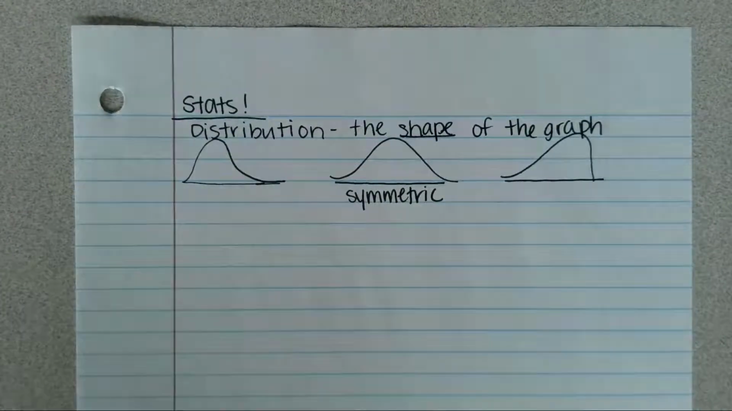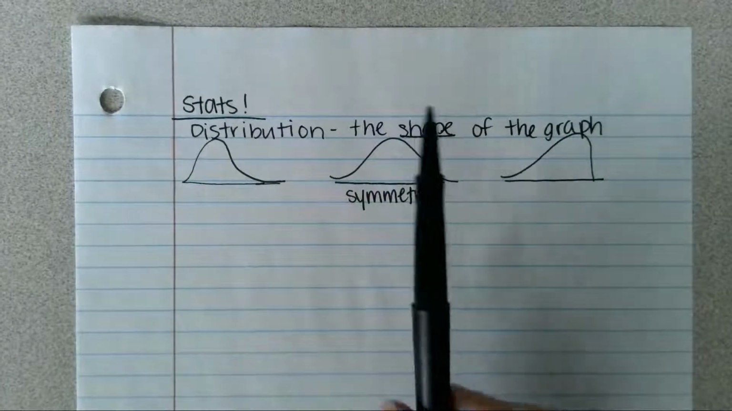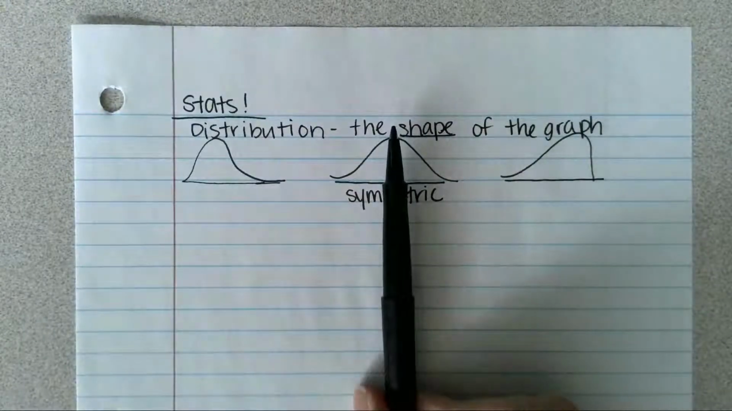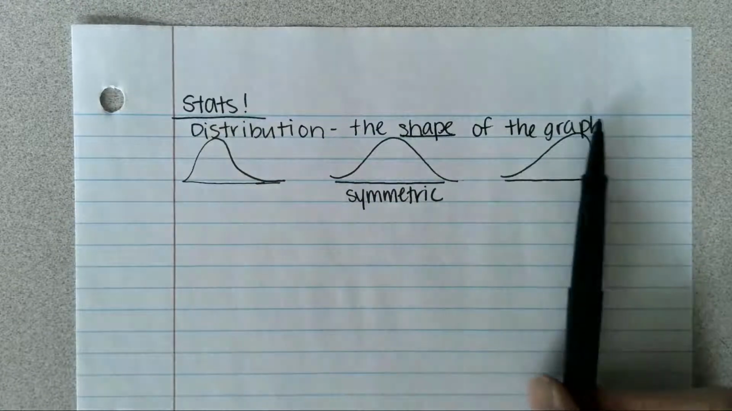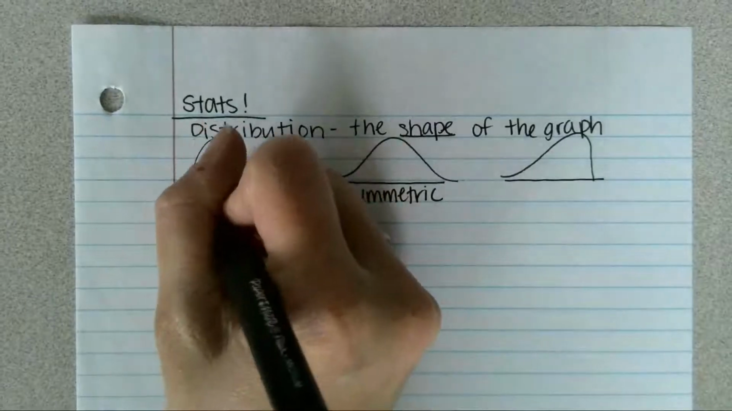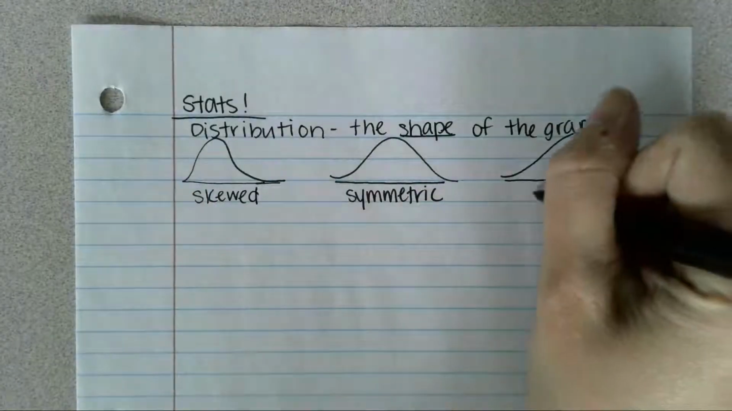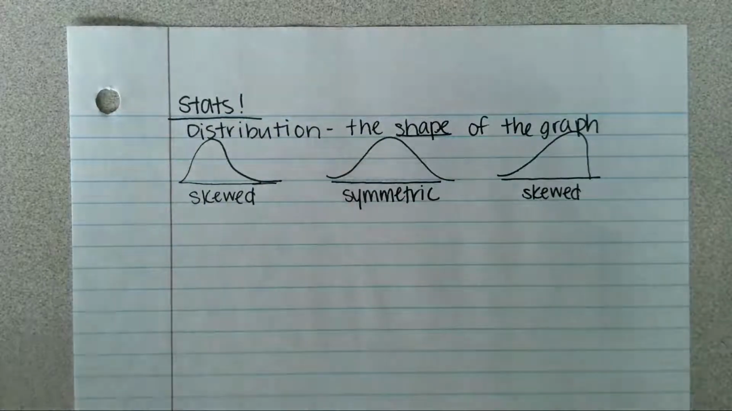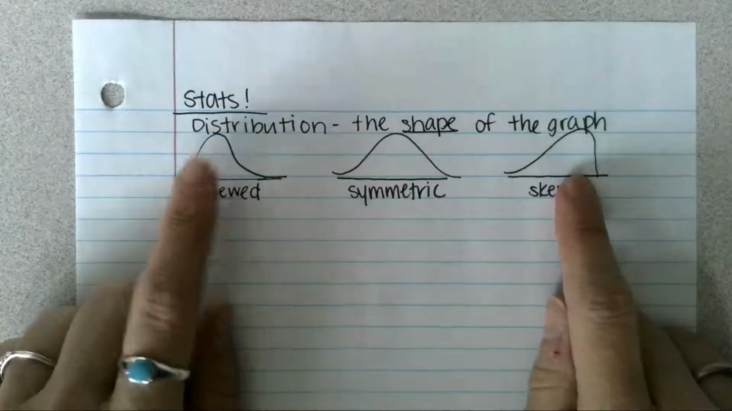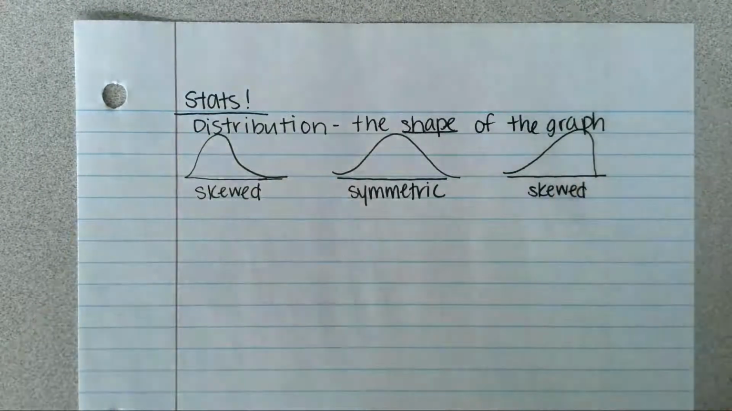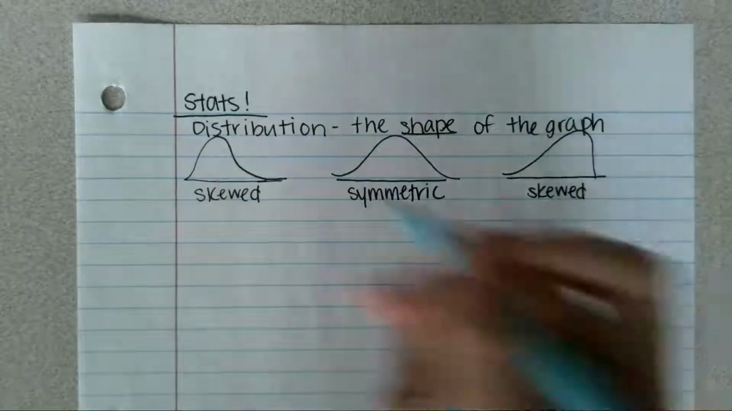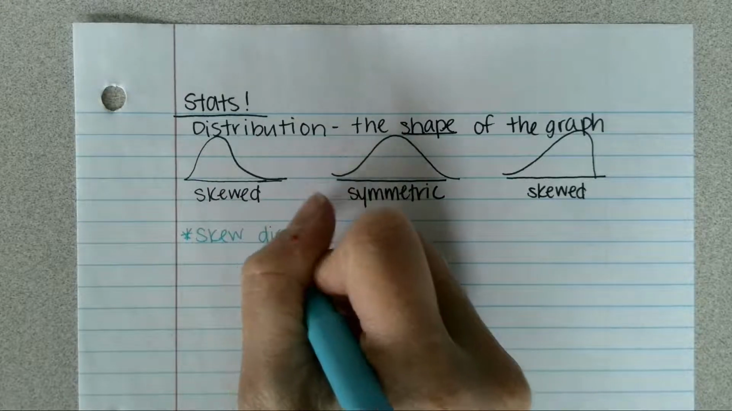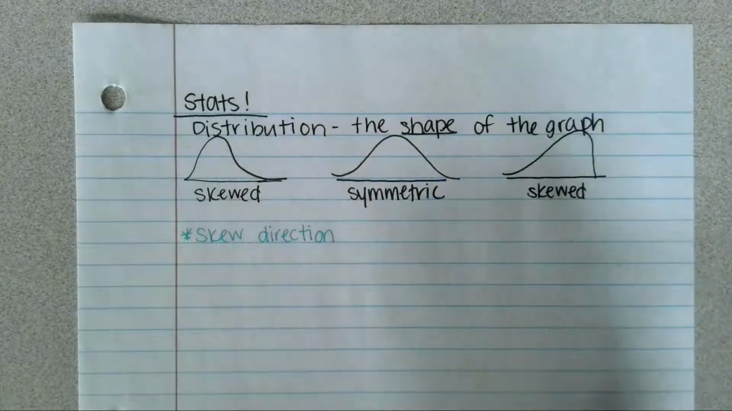So symmetric data looks exactly like what you would expect, where the high is in the middle and it looks about the same on both sides from there. Now, when the high is either on the left or on the right, we say that this data is skewed. So your data can either be symmetric or skewed. Now, the way to tell the difference between these two, where the high point's on the left or the high point's on the right, is to talk about skew direction. Okay, so we are going to say that these two different distributions are either skewed left or skewed right.